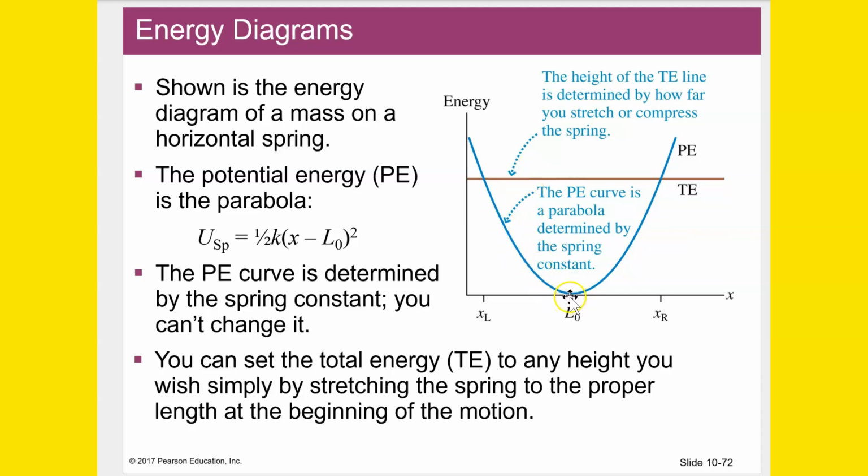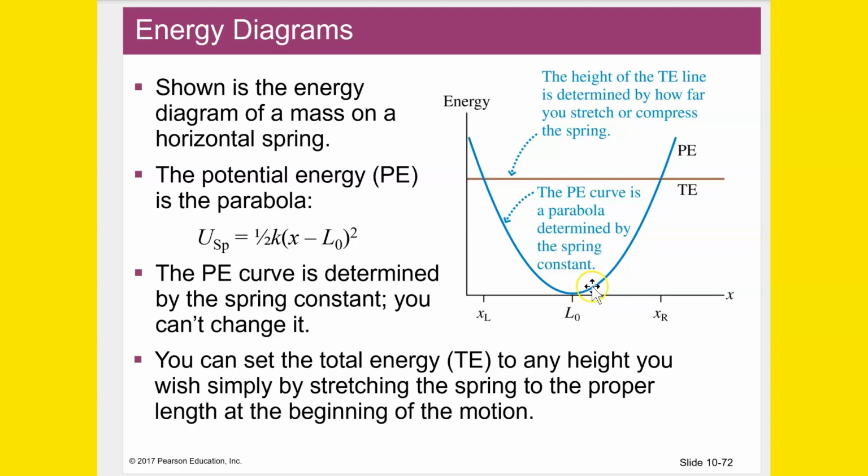Then as it decompresses, it eventually reaches its equilibrium length. And when that's the case, potential energy is at its minimum and kinetic energy is at its maximum. That's when the object on the end of the spring will be going the fastest.